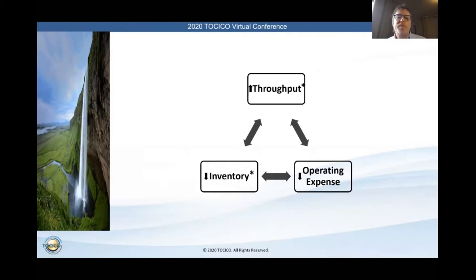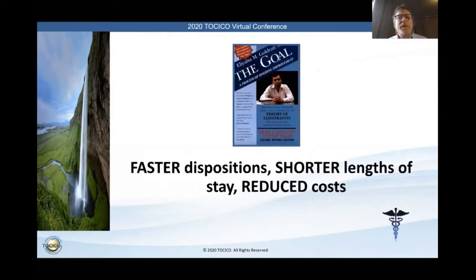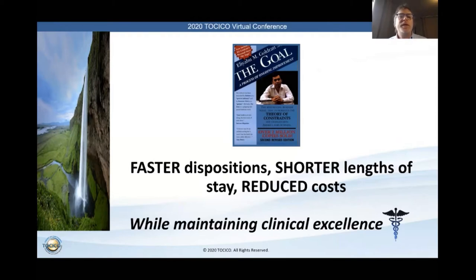Likewise, for the purpose of patient flow, we will limit inventory to the number of patients in a specific location or unit and exclude investments in saleable assets. Now, another way of describing our goal in patient flow is that we want faster dispositions, shorter lengths of stay, and reduced medical and administrative costs. Of course, we should never do anything in the name of flow if it in any way compromises patient care. Patient care always has to come first.